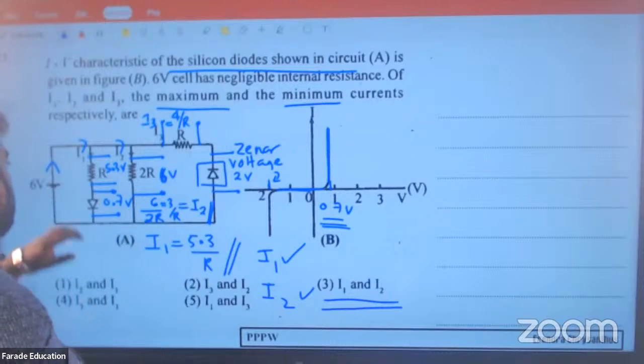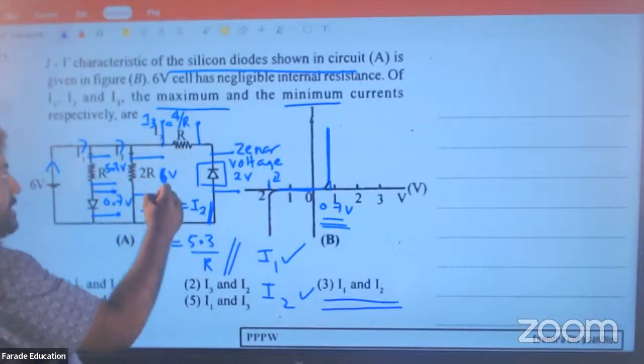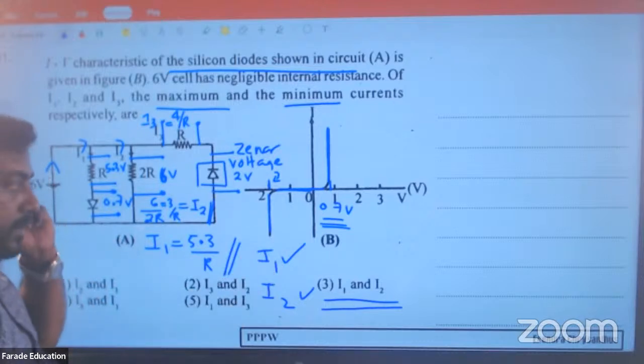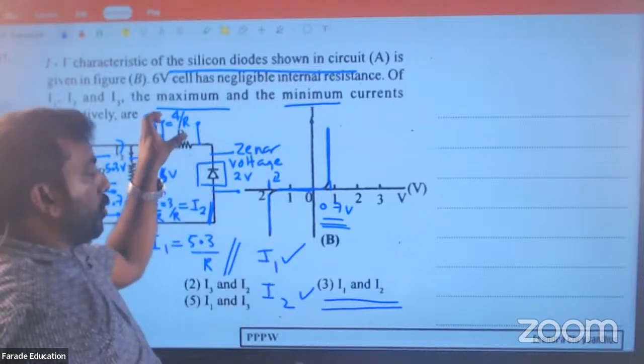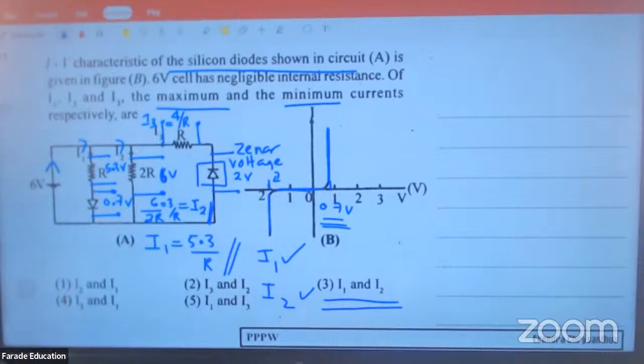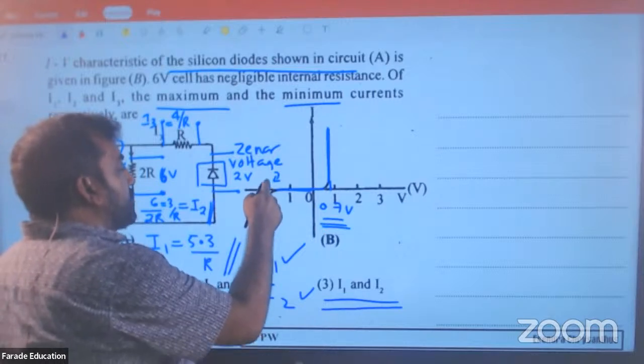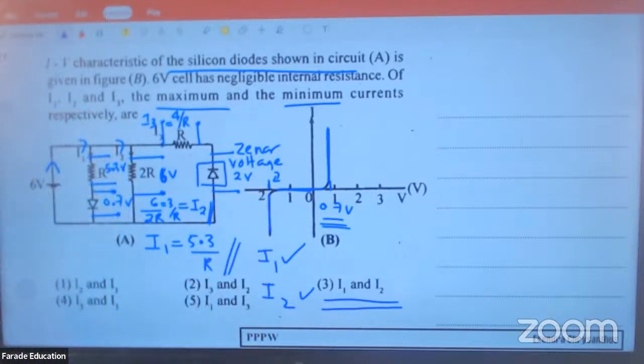Right there. So total voltage here is 6 volt. Here reverse bias is working. Reverse bias 2 volt means working. So 2 volt here means 4 volt there. The remaining is here, and from there we can find the current. The breakdown voltage or the Zener voltage is 2 volts.